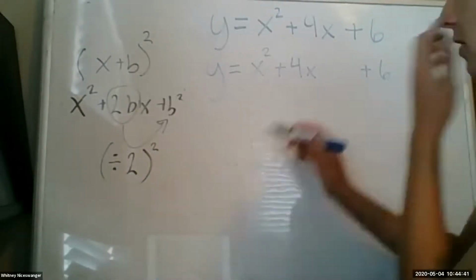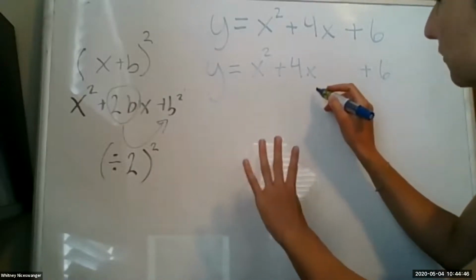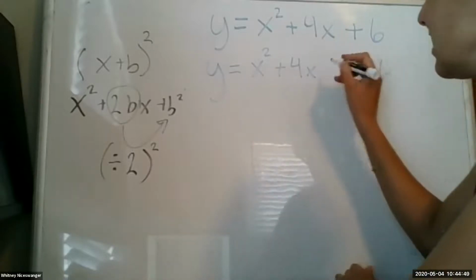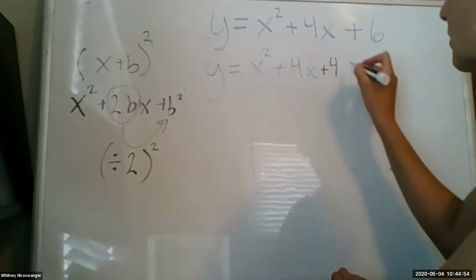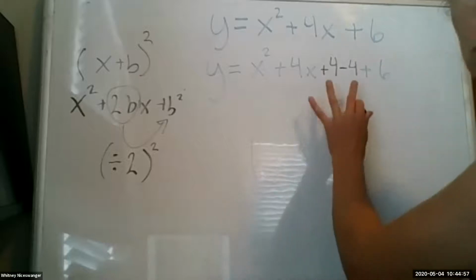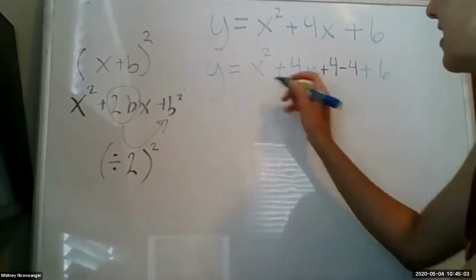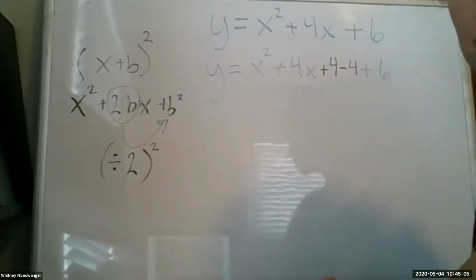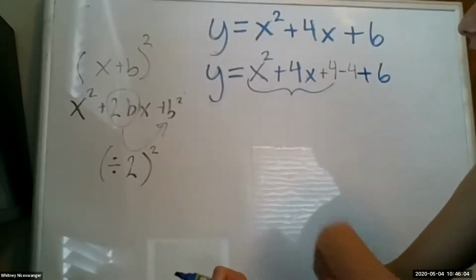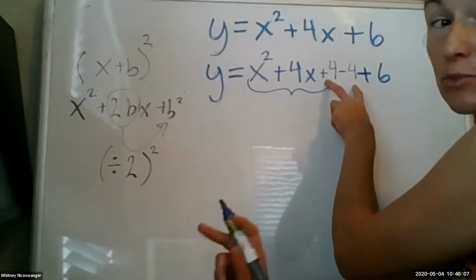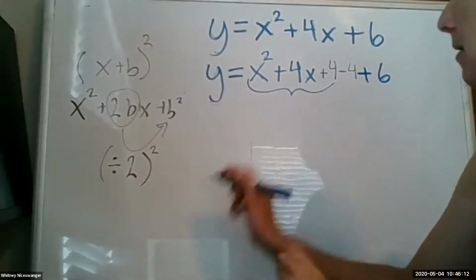So let's go back over here. We've got a 4. So we're going to divide that by 2. We get 2. 2 squared is 4. So we know that what we need to add here is a 4. But we can't just go adding 4. We have to also subtract 4 so that we're really only adding 0. Okay? Now we've got this stuff here that is a perfect square. All right. So now by adding this special 0, we've made this stuff a perfect square, and we can fold it back up.